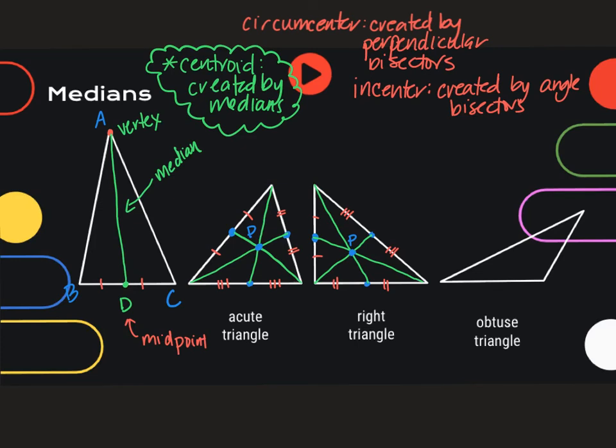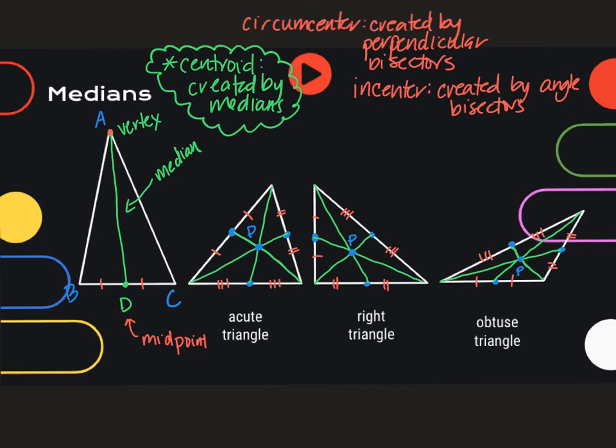And last but not least, we'll take a look at the obtuse. So we're going to find the midpoints of the sides again. And then we will find the median by going from the vertex to the midpoint of the opposite side. And they intersect here at point P.